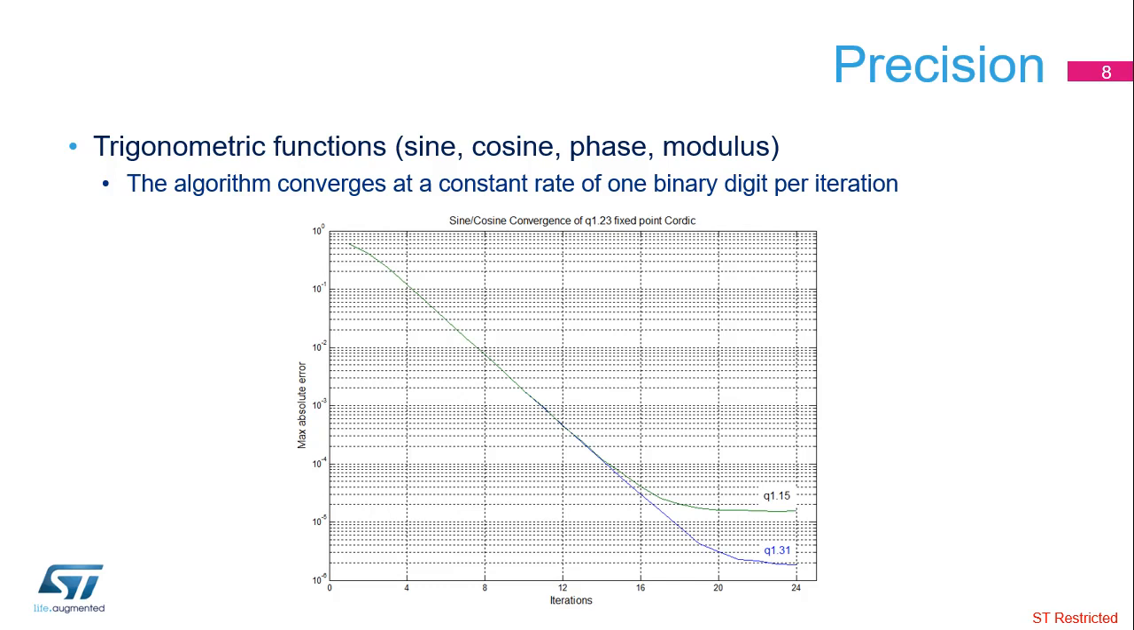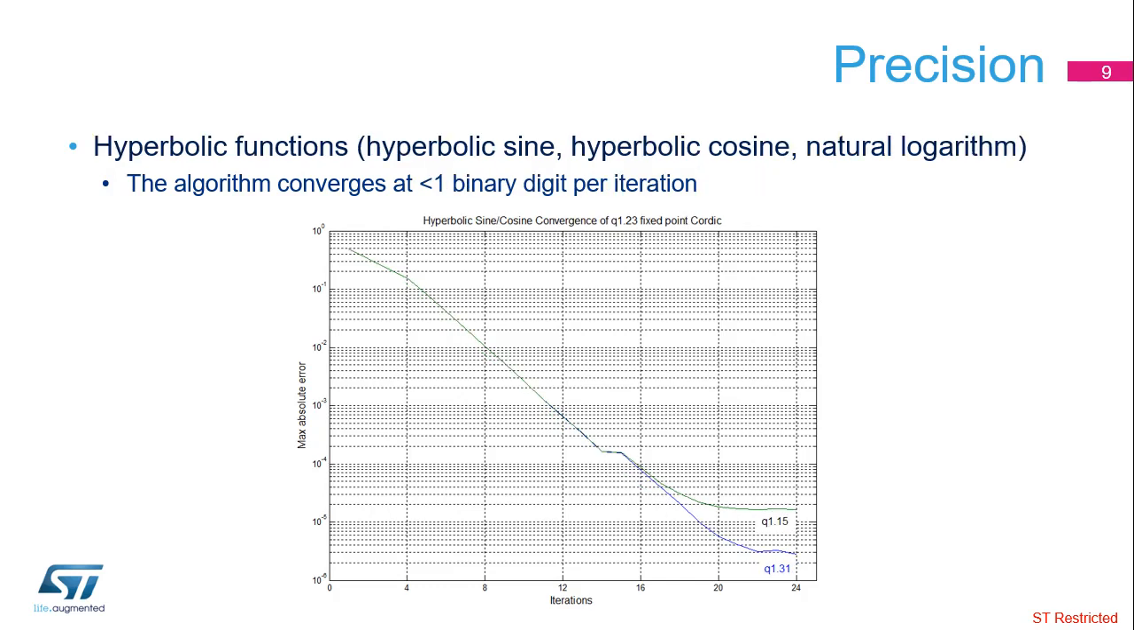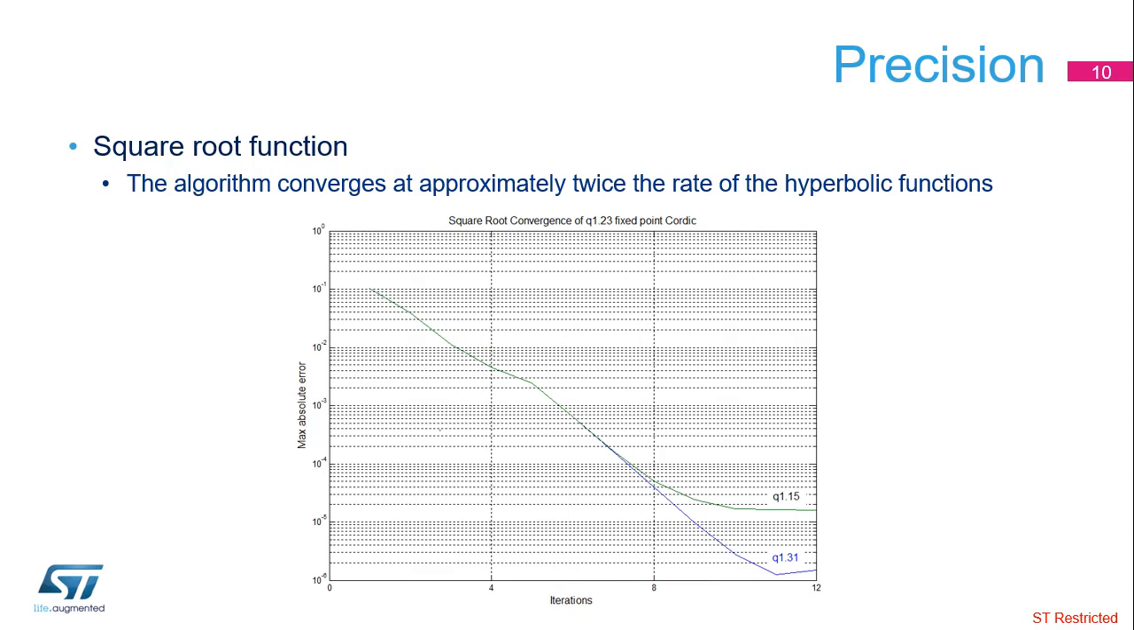The algorithm converges at a constant rate of one binary digit per iteration for trigonometric functions. For hyperbolic functions, hyperbolic sine, hyperbolic cosine, and natural logarithm, the convergence rate is less constant due to the peculiarities of the Cordic algorithm. The square root function converges at roughly twice the speed of the hyperbolic functions.